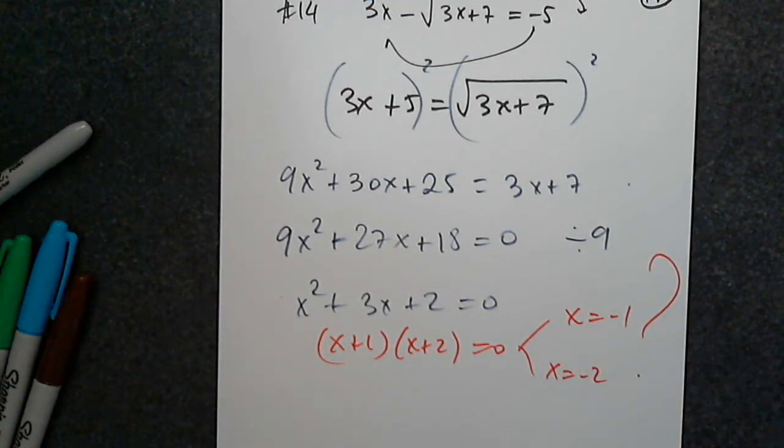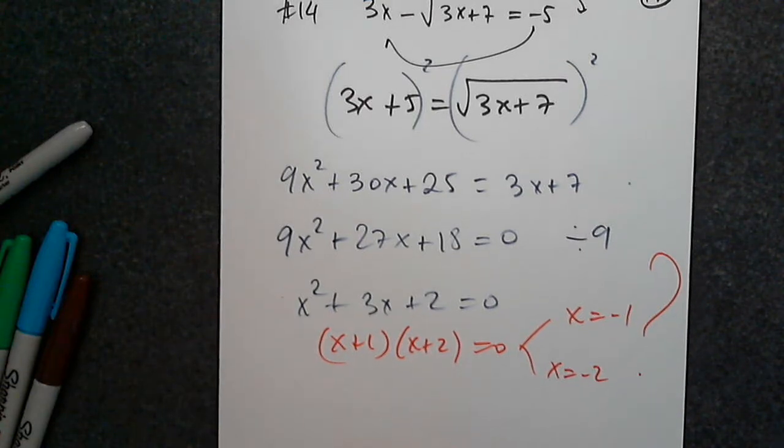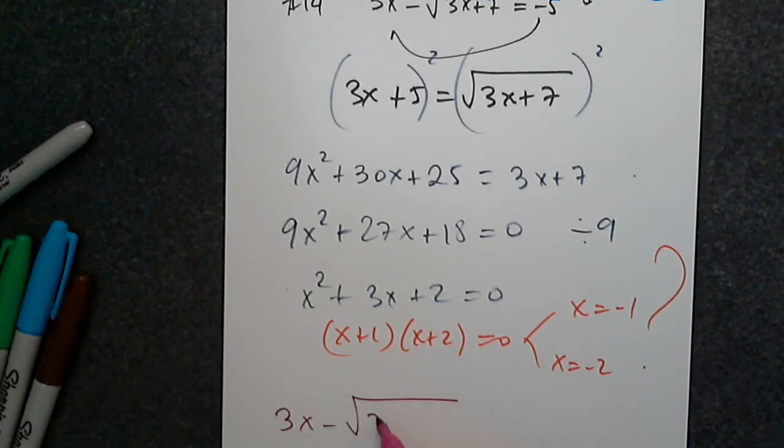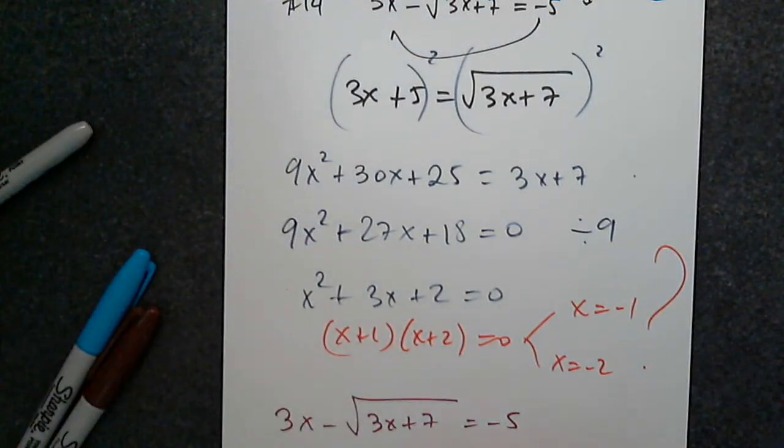Who knows? Maybe. I'm not sure. This is a radical equation. I use the principle of raising both sides to a power. I don't know. It may or may not work. I copy the original problem. And I check -1. Okay. 3 times -1 is -3 plus 7 is 4.